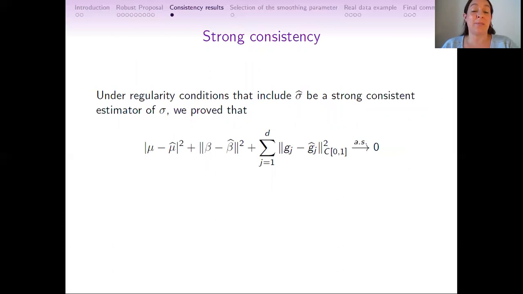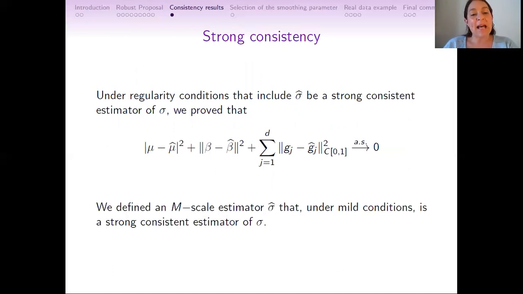With respect to the asymptotic properties and the regularity conditions, which include sigma hat being a strongly consistent estimator of sigma, we proved that the differences between the truths and the estimators tend to zero almost surely. Besides, we defined an M-scale estimator sigma hat that under mild conditions is a strongly consistent estimator of sigma, satisfying the previous assumption.